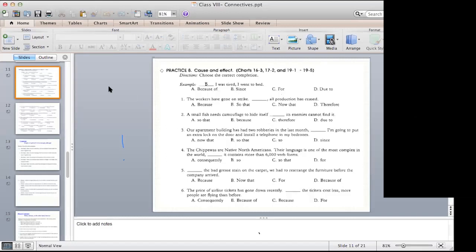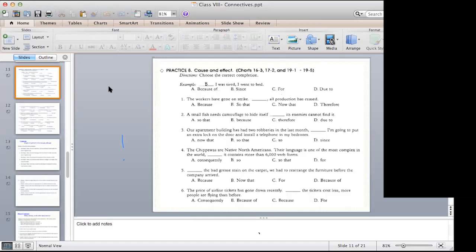Two. A small fish needs camouflage to hide itself. Its enemies cannot find it. What should we use here? We're going to use "so that". Why? Because we have the modal verb cannot. A small fish needs camouflage to hide itself so that its enemies cannot find it.